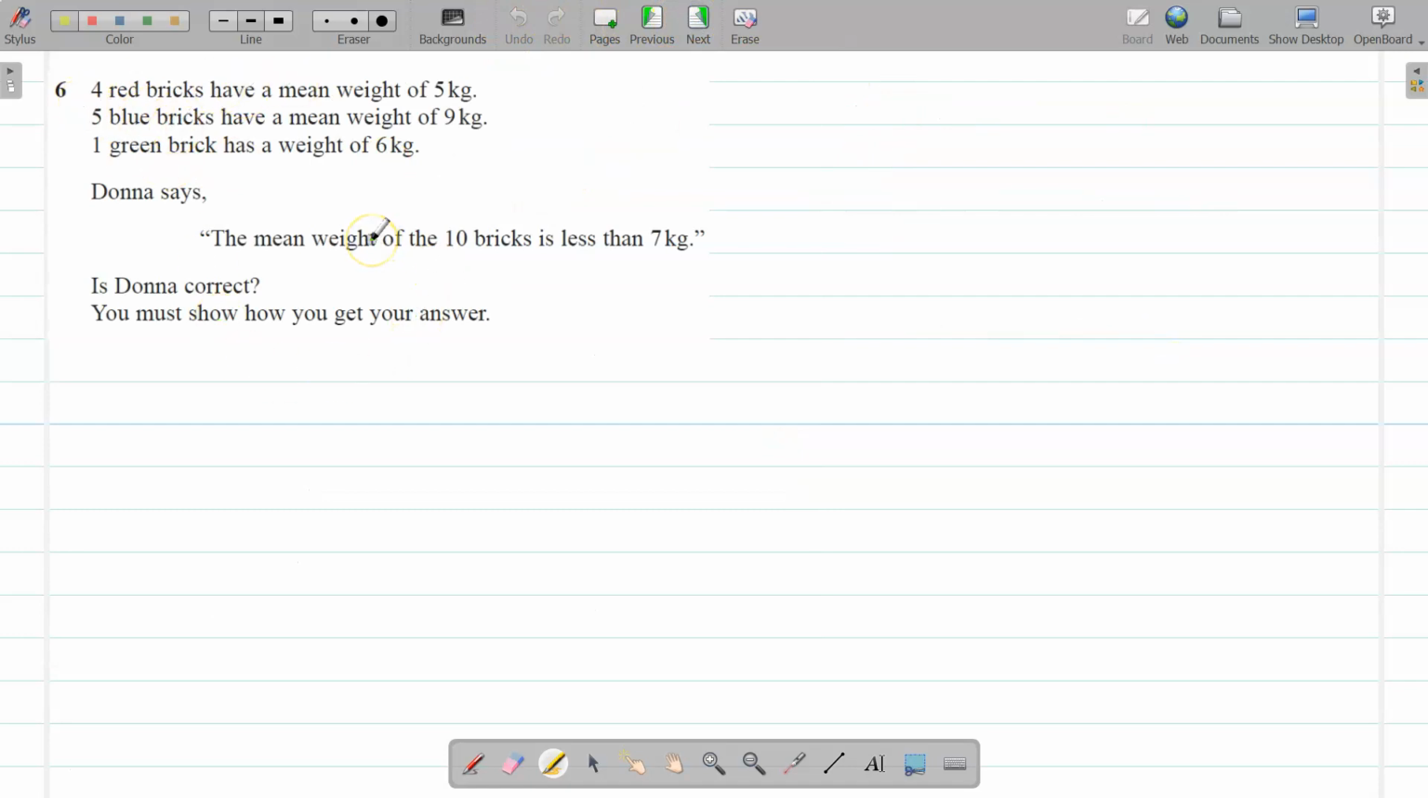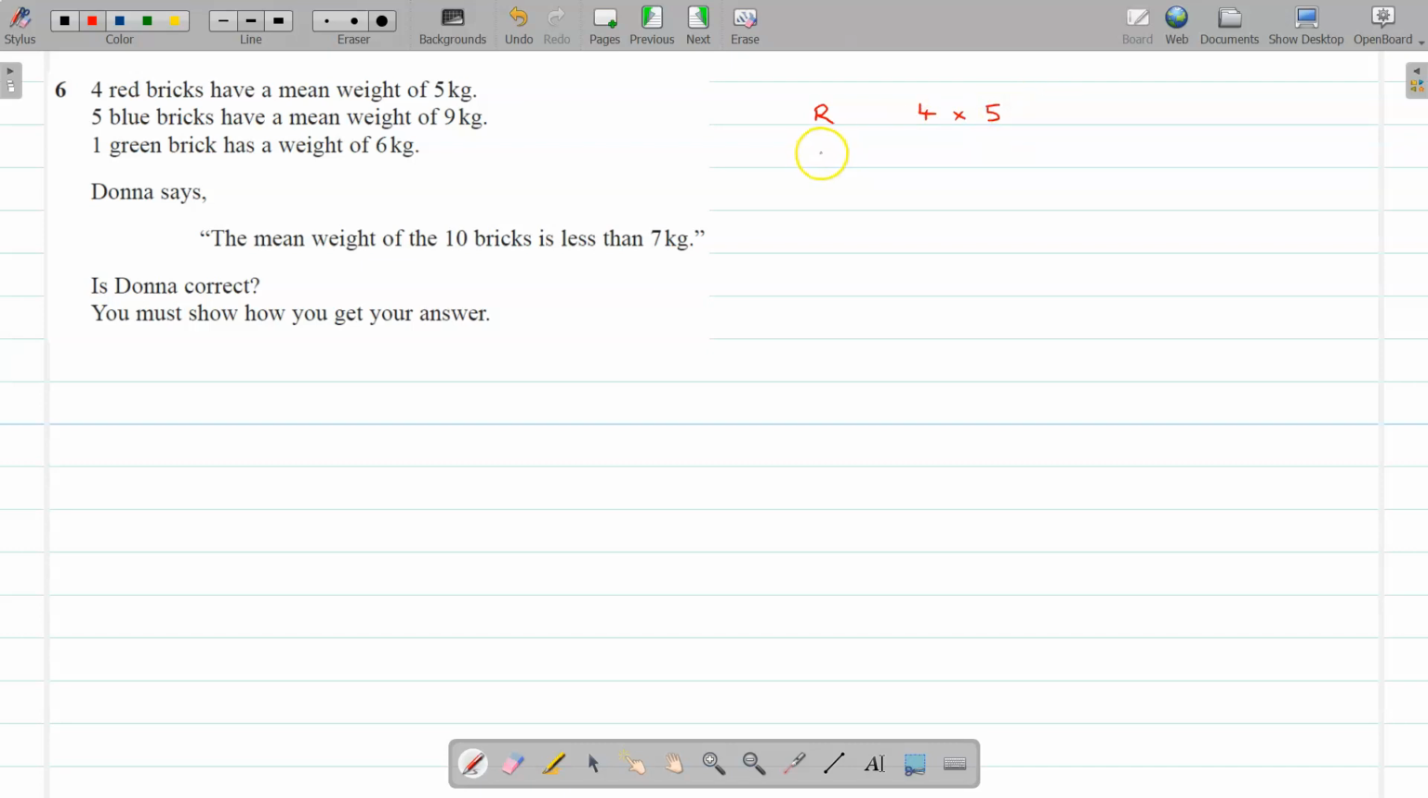Okay, this question is about the mean, and we've got to work it backwards. So we know that 4 red bricks have a mean of 5, so the total mass of the 4 red bricks must have been 4 times 5, which is 20.